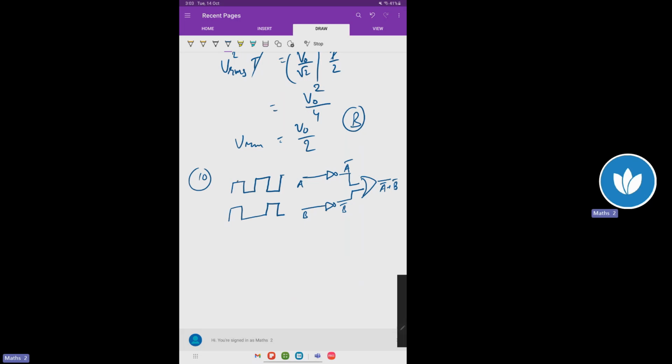So when input is 1, 1, output will be 0. This is 0, so NOT is 1. This is 0, so 1. This is 0, so 1. So in the starting, output will be 0, then here 1, here also 1, 1. So option A: 0, then 1, 1.